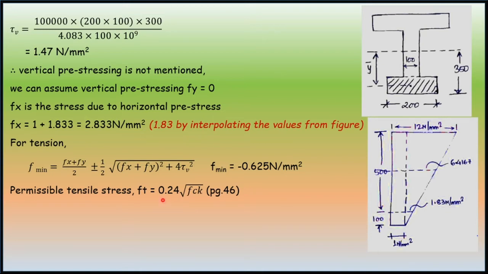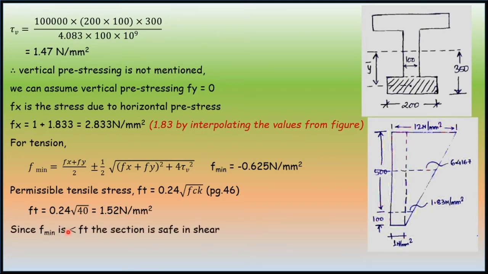Permissible tensile stress in the concrete is also provided in IS 1343 on page number 46. It is 0.24 square root of fck. Ft is equal to 0.24 square root of 40, as the fck is M40 grade in the question. So Ft is equal to 1.52 newton per mm square.